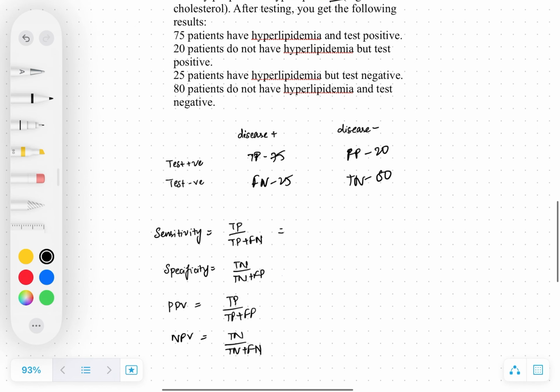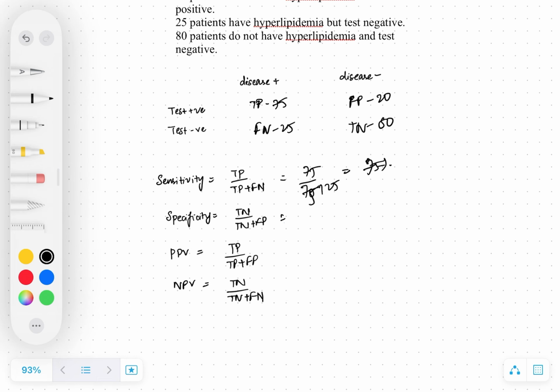So sensitivity is true positive by true positive plus false negative, that is equal to 75 by 75 plus 25. That is equal to 75%. Next, specificity is true negative by true negative plus false positive, that is equal to 80 by 80 plus 20, 80%.